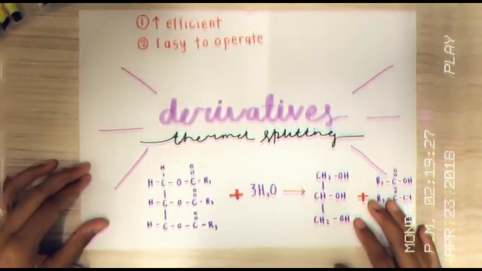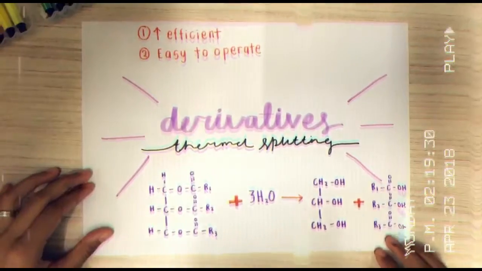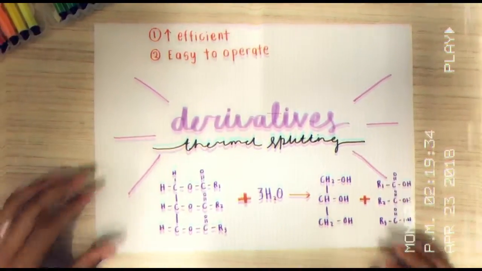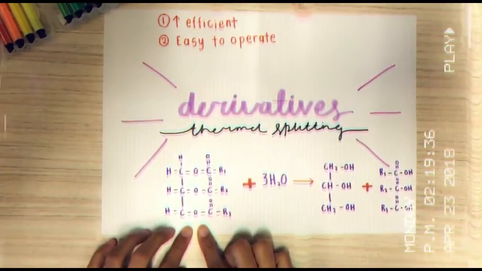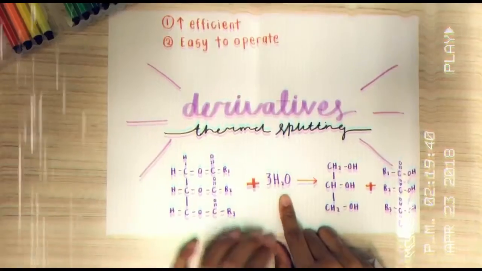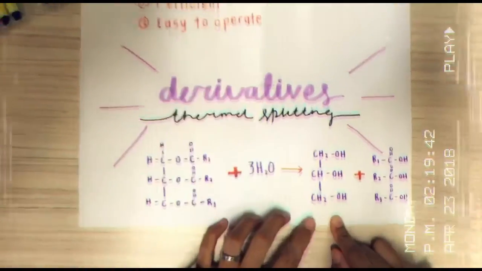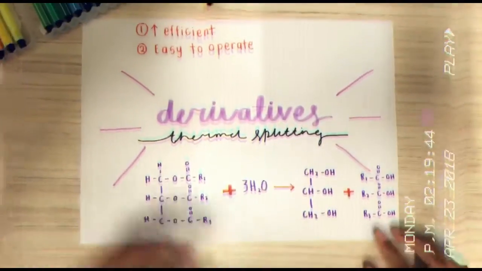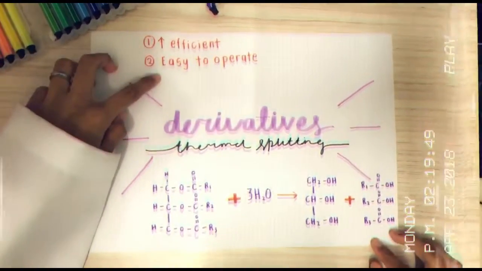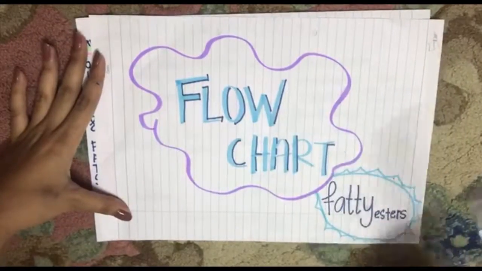Next, I am going to show you the derivatives of thermal splitting, which is known as the hydrolysis process. So this is the derivative, which is triglyceride reacted with water to produce glycerol and fatty ester. Thermal splitting is the most efficient and easy to operate process. Today I'm going to show you the flowchart of fatty esters.